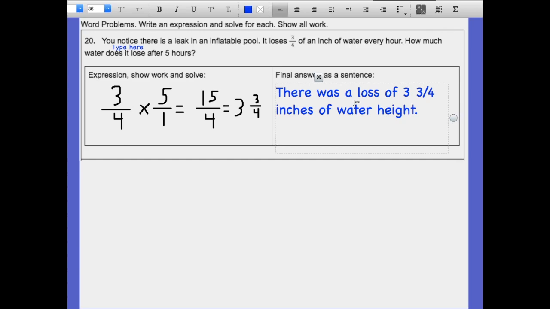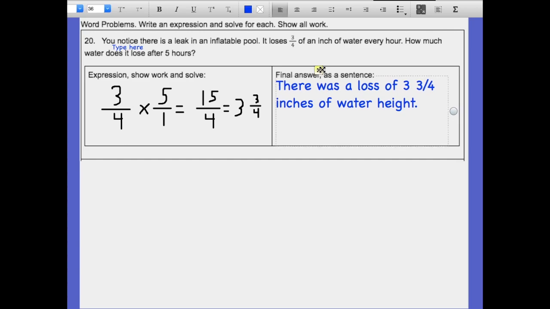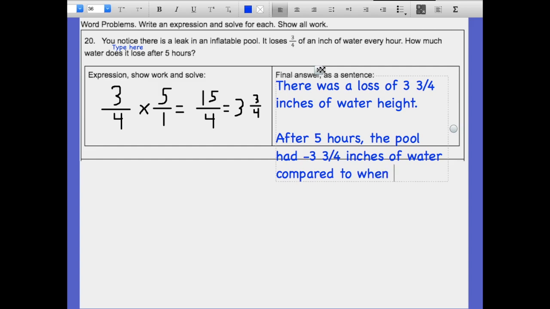You could also say after 5 hours, the pool had -3 3/4 inches of water compared to when it started. Because we see that it had a loss. Either way you could explain it.